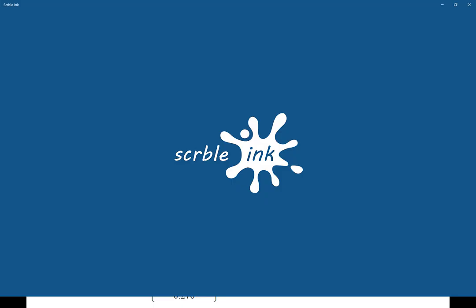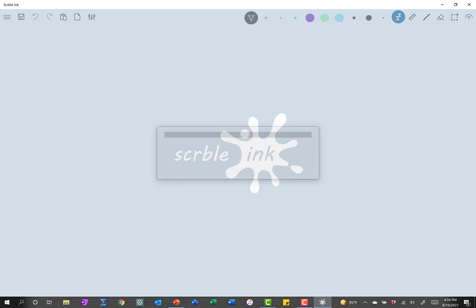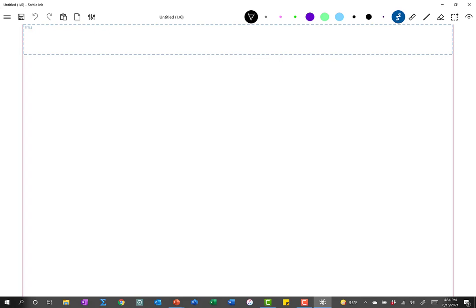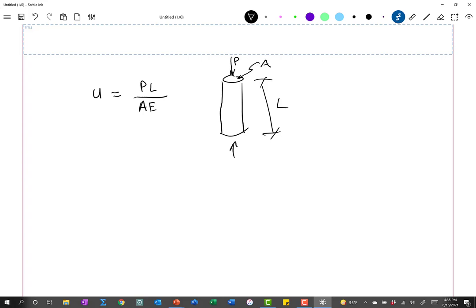Now, before I get to these big fancy equations, when we talk about strain, everybody knows this function, right? You've all learned it in your materials courses: displacement U equals PL over AE. That's if I have a bar of material that's under some stress equal to P, and my bar length is L. It has a cross-sectional area of A, and a modulus of elasticity of E.